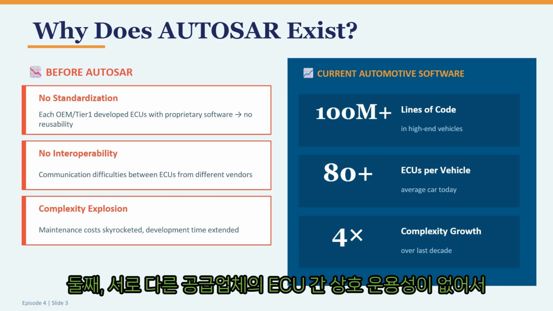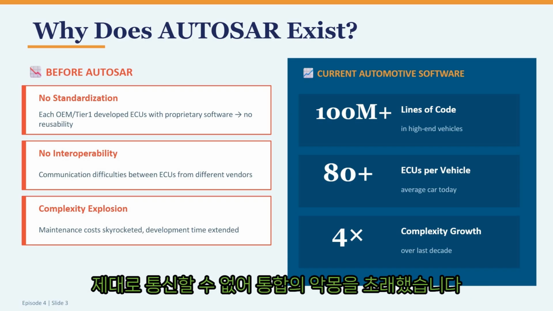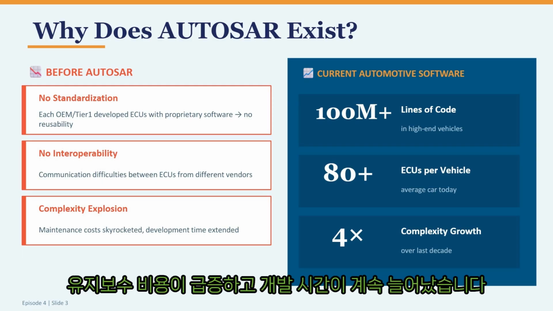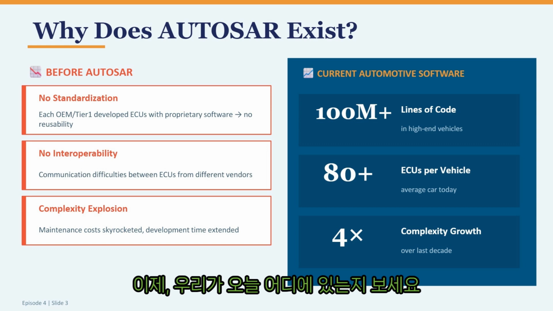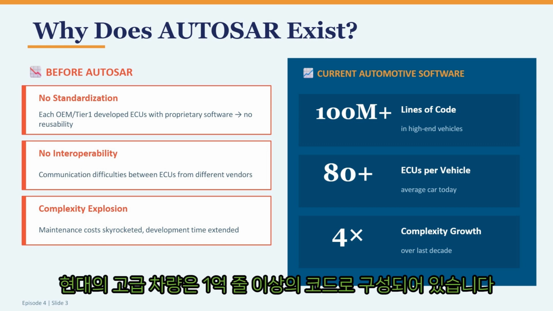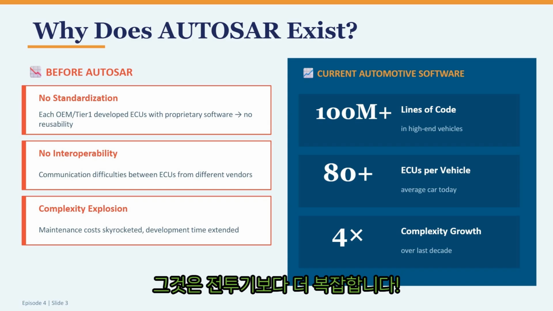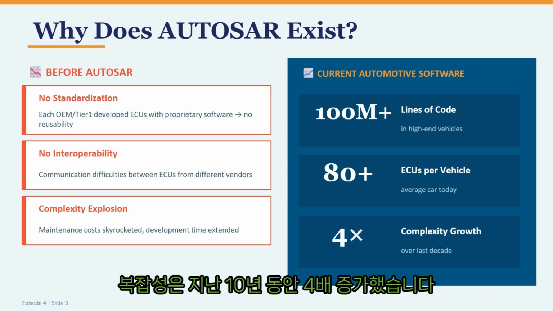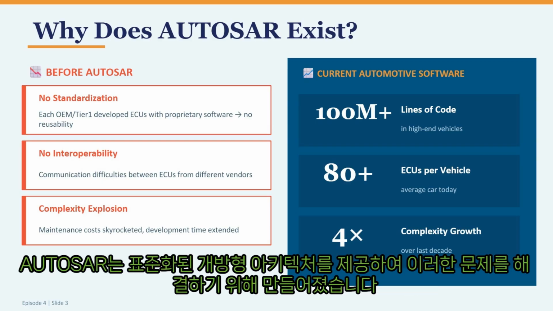Second, there was no interoperability. ECUs from different vendors couldn't communicate properly, creating integration nightmares. Third, there was a complexity explosion. Maintenance costs skyrocketed and development time kept extending. Now, look at where we are today. Modern high-end vehicles contain over 100 million lines of code. That's more complex than a fighter jet. The average car today has over 80 ECUs, and the complexity has grown by 4 times over just the last decade. AUTOSAR was created to solve these exact problems by providing a standardized, open architecture.